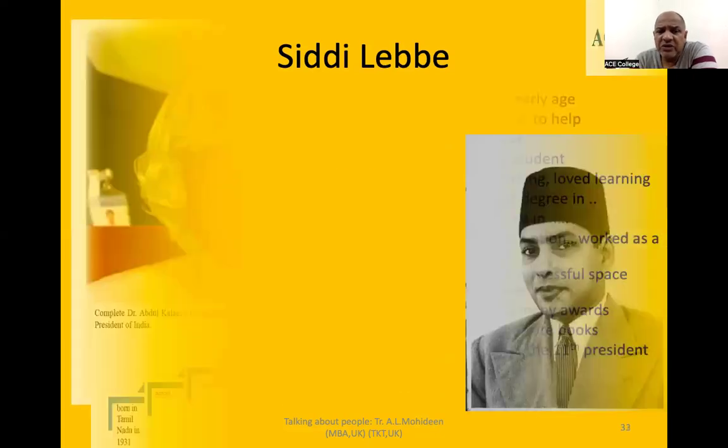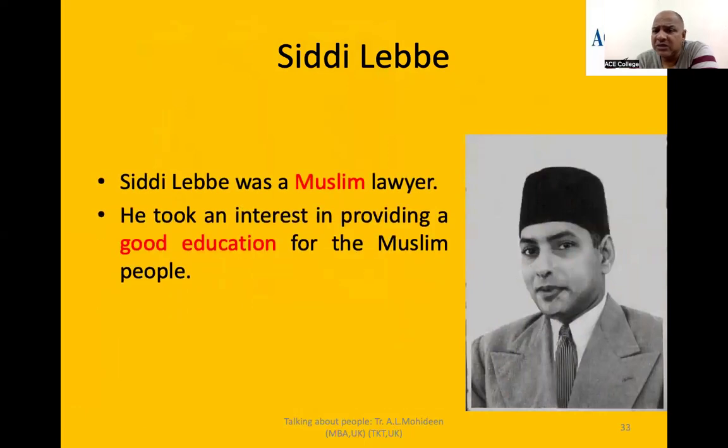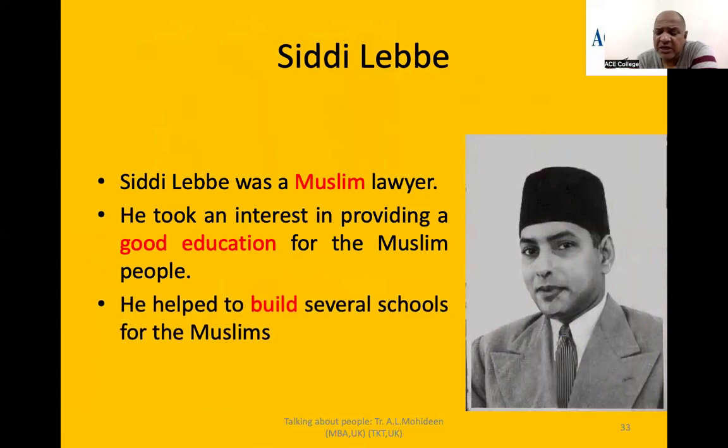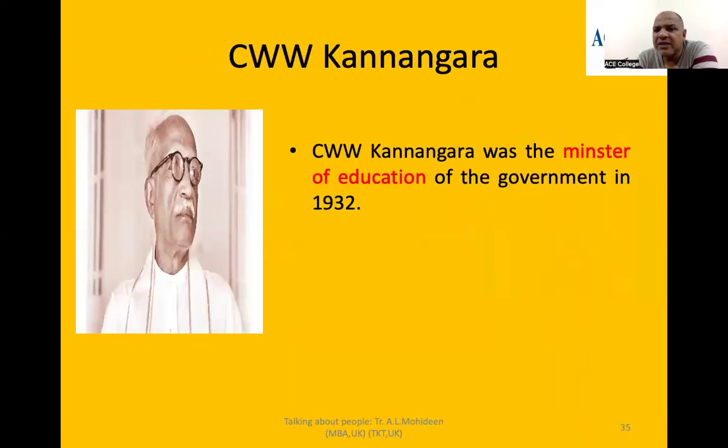Shall we discuss about now? I think I have covered everything together. Now we can continue one by one. Siti Lebbe, we have to talk about Siti Lebbe. Okay, I will bring it out simply so that you can have a presentation later. Okay, so Siti Lebbe was a Muslim lawyer. This is the point you are going to make. He took an interest in providing good education for Muslim people. So actually, he is a lawyer and he contributed to the development of education for Muslims. He helped to build several schools for Muslims. Simple idea. Okay, and then you are going to bring another person.